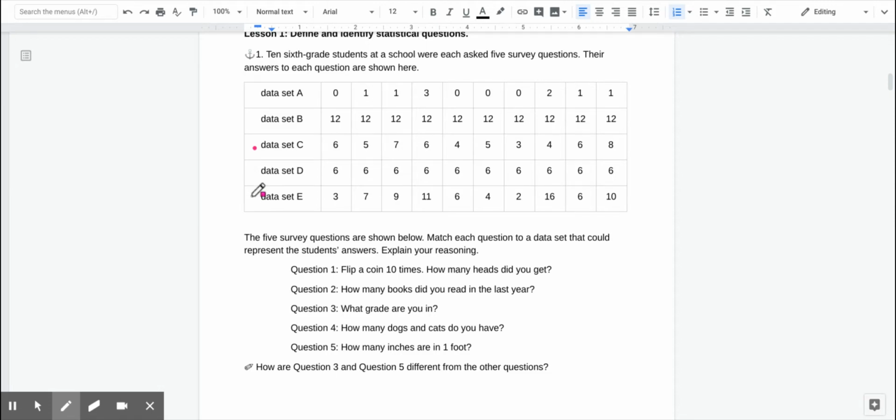No, that's not a good answer for this question. And data set E, well, I see an 11 in there, and I can't get 11 heads by flipping a coin 10 times. So question 1 is data set C.